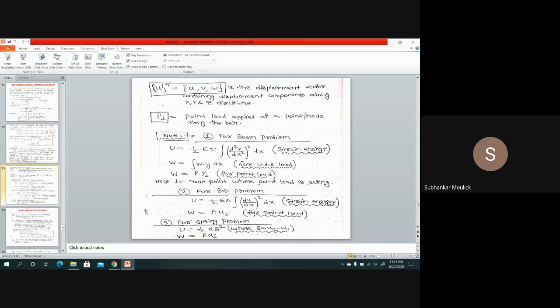If you have a spring, that spring is represented by two nodes. Say the first node is node number 1, the second node is node number 2, and if the deflection of the second nodal point is greater than that of the first one, then the value of delta will be U2 minus U1. And the point load acting on the spring is again given by that same expression, that is P into U of i. I hope in the last class we discussed till this topic. If anyone can respond.